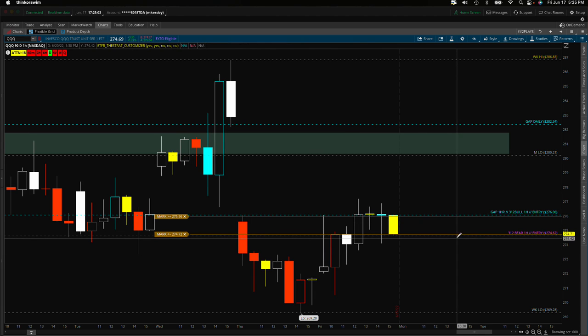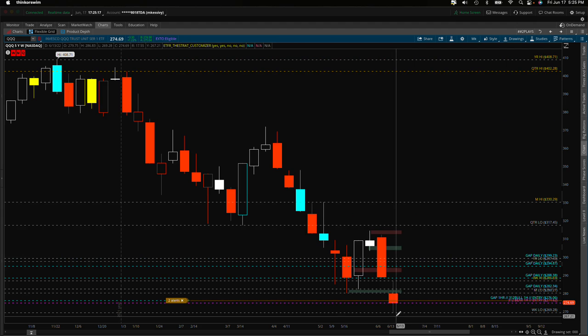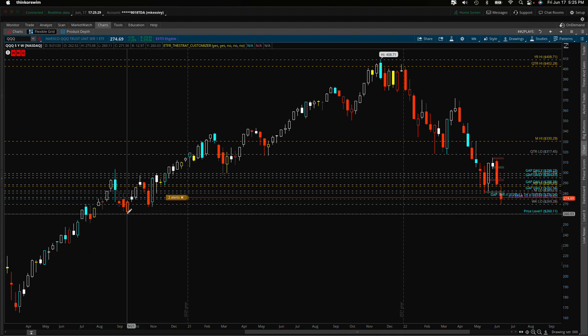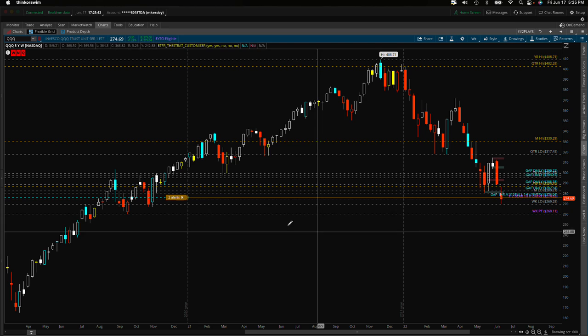So now we have our entry for bullish move, entry for bearish move. We'll go down to the weekly chart and get our price targets. So we can see that we haven't had a move below here in a while. So we're going back to 2020. So we have a price target here at 260 for the bearish movement. So we'll say WKPT. We'll make it pink and click OK.